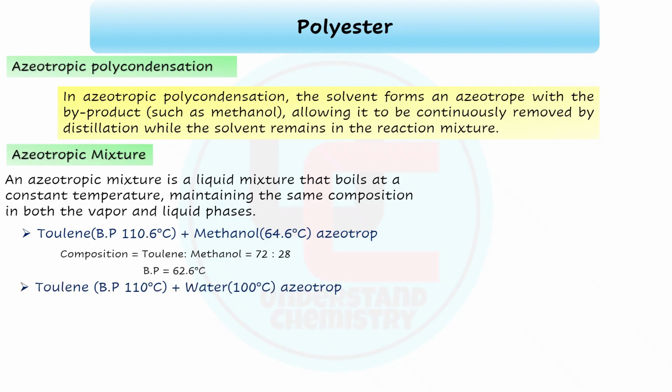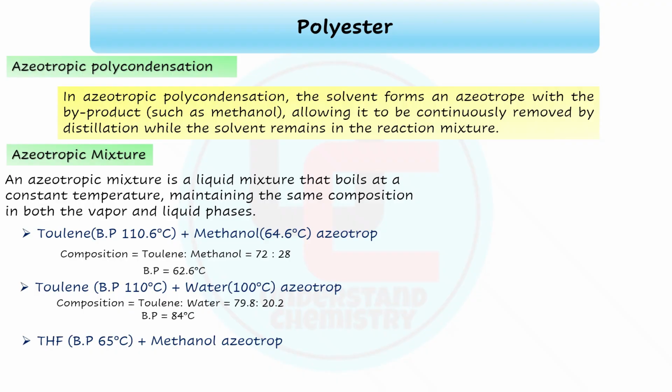Similarly, toluene and water make an azeotrope where toluene is 79.8% and it boils at 84 degrees Celsius. Another well-known example of an azeotropic mixture is tetrahydrofuran and methanol, where in the composition of the azeotrope, 94% is methanol. This azeotrope boils at 64.6 degrees Celsius.